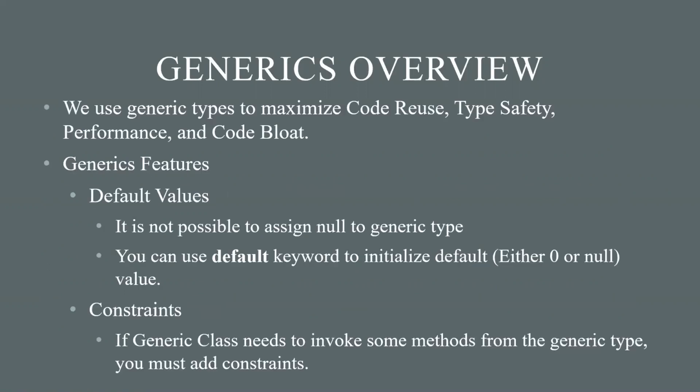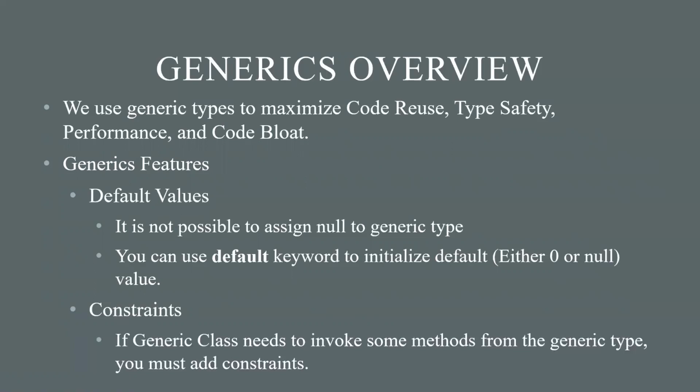The advantages of using generics are that it maximizes code reusability, it provides type safety, it increases performance, and it also helps with code bloat. Code reusability means we can reuse the same generic class we have created again and again. Type safety means it takes care of the data type at runtime. Performance obviously increases because we are writing less code, so it will take less time to execute.